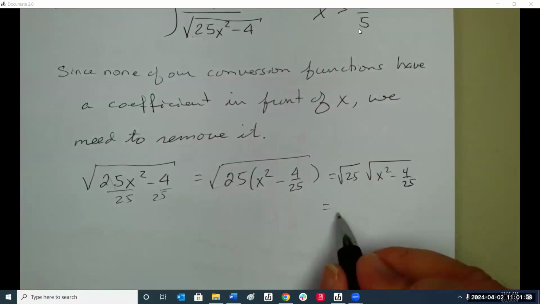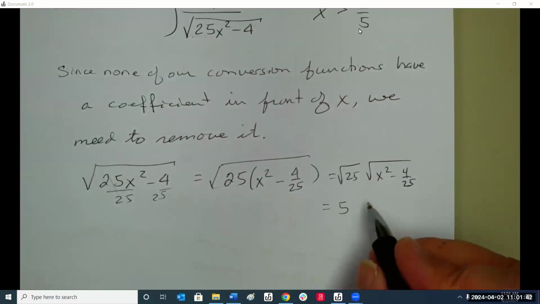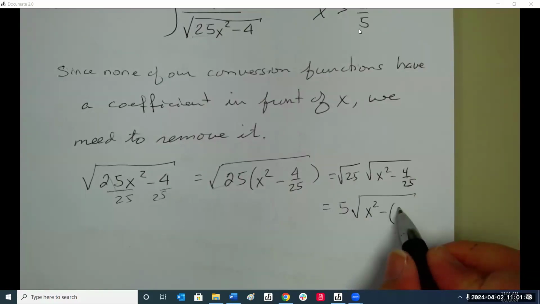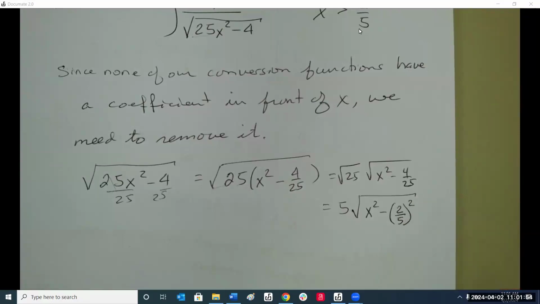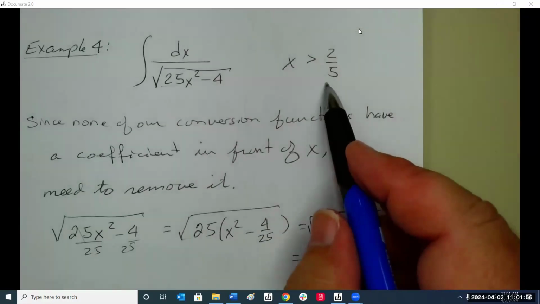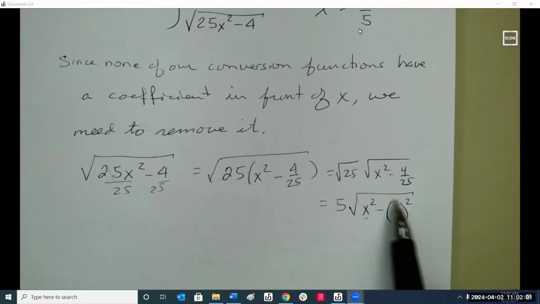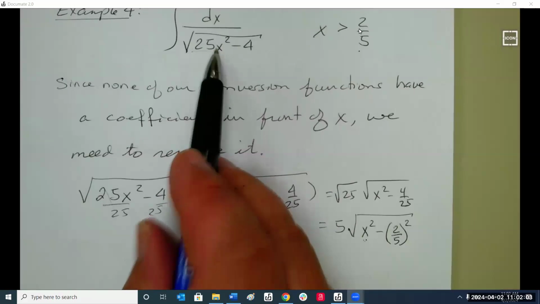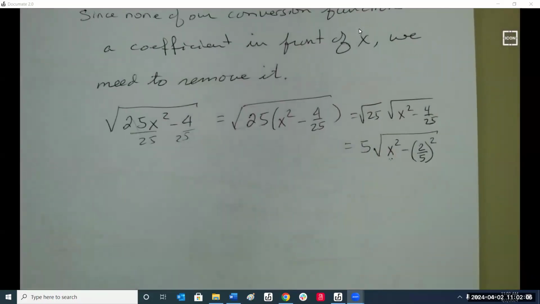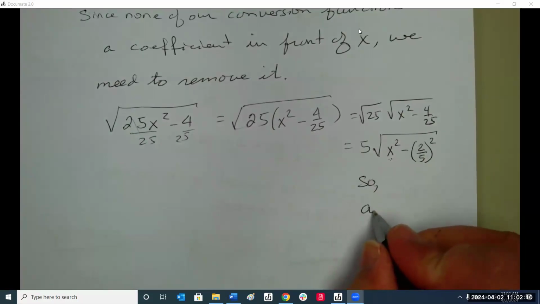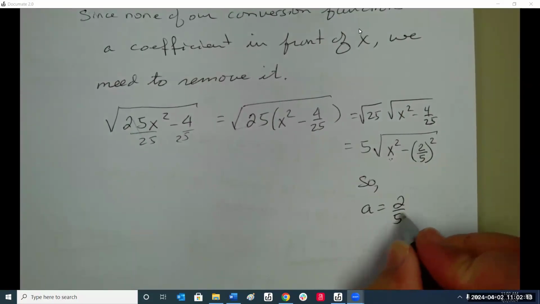So square root of 25 is 5, x squared. The square root of 4 is 2 over 5 squared, which is why we said that x has to be greater than 2/5, because if it equals 2/5, then we got a 0, and we can't have it on the bottom. So it's got to be greater than 2/5. So a is equal to 2/5.